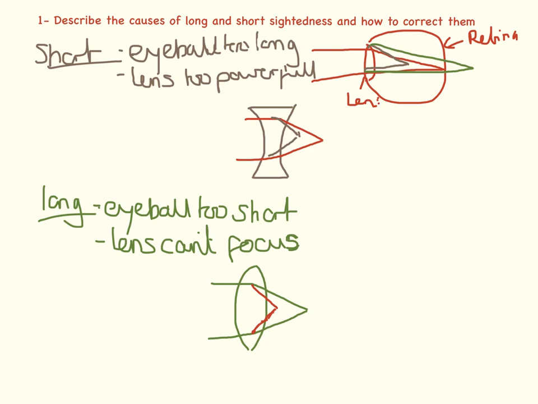Long-sightedness, the eyeball is going to be too short or the lens can't focus for some reason. This could be a problem with the lens, or it could be a problem with the ciliary muscles or suspensory ligaments, and we need to bend the light out a bit. So for that we use a converging lens. Short-sighted people can only see near objects correctly, and long-sighted people can only see distant objects correctly.